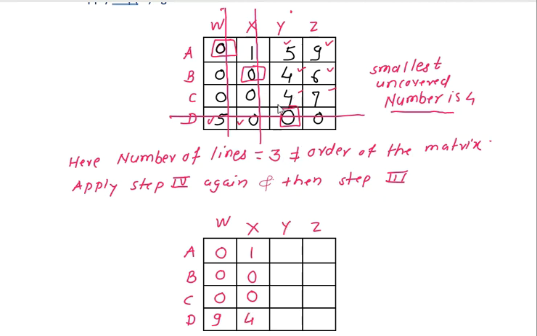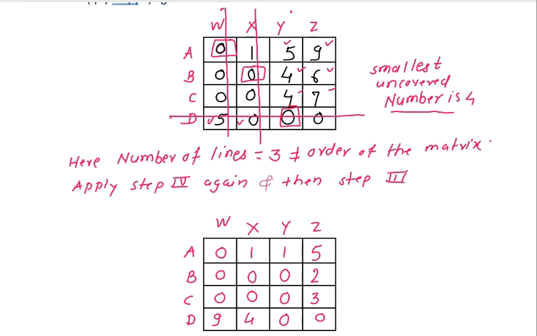Then elements in the third column, 5, 4, 4 are the uncovered numbers. So subtract 4 from these uncovered numbers. So 5 minus 4 we get 1. 4 minus 4 we get 0, 4 minus 4 we get 0. Last 0 will not change, it is on the line. Then last column, column number 4: 9, 6, 7 are uncovered numbers, so subtract 4. 9 minus 4 we get 5, 6 minus 4 we get 2, 7 minus 4 we get 3, and 0 remains as it is.